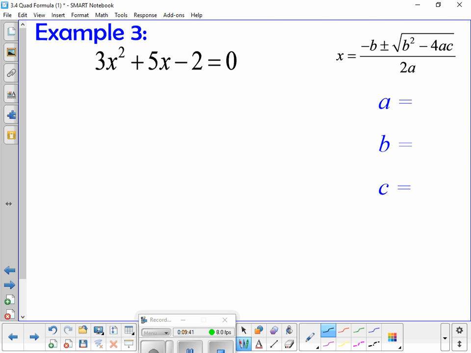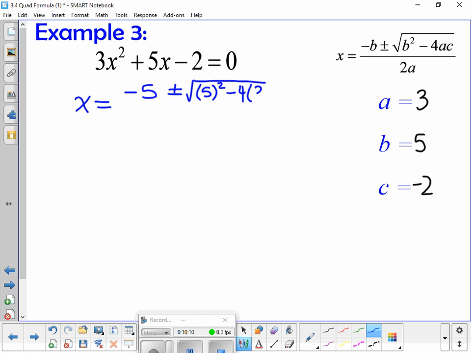Okay, another one. We'll just keep doing these until we want to die. Not really, it's fun. Okay, so for this equation, 3x squared plus 5x minus 2 equals 0. A is 3, b is 5, c is negative 2. So if we use the quadratic formula here to help us solve it, x is equal to negative b plus or minus the square root of b squared minus 4 times a times c, and that is all divided by 2 times a.